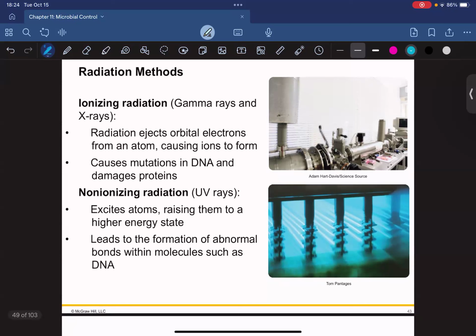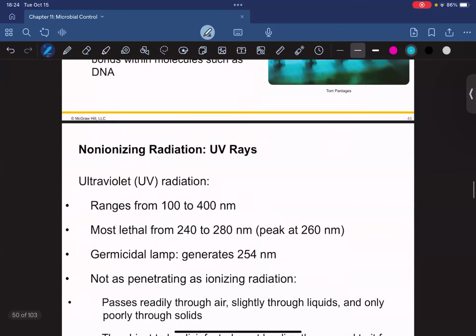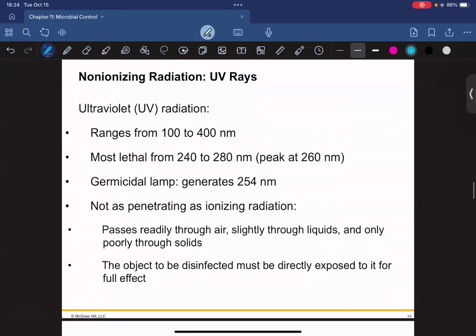Anyways, non-ionizing radiation. This is a more common one. This is UV. We know that that's radiation. So non-ionizing, these will excite atoms and get them to a higher energy state and then cause abnormal bonds, which I'm going to show you in a moment. But first, we're going to talk about that.